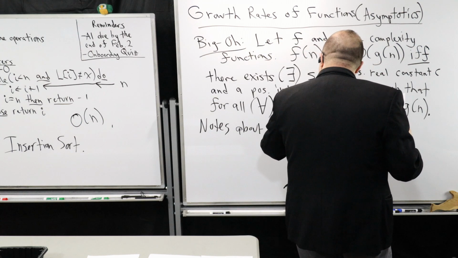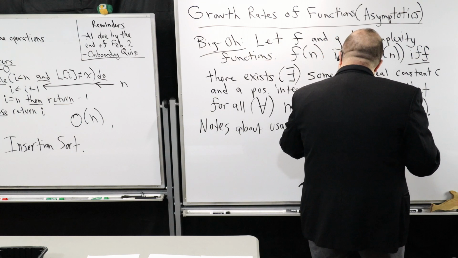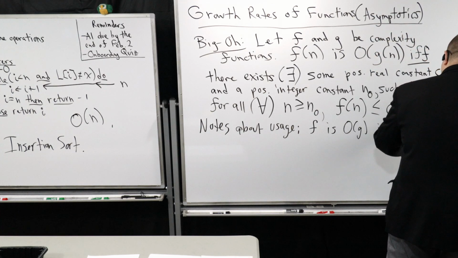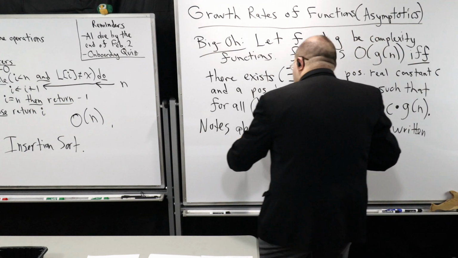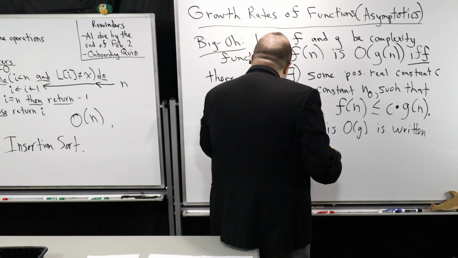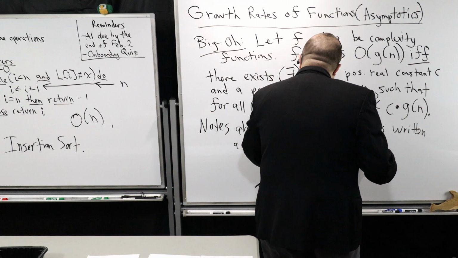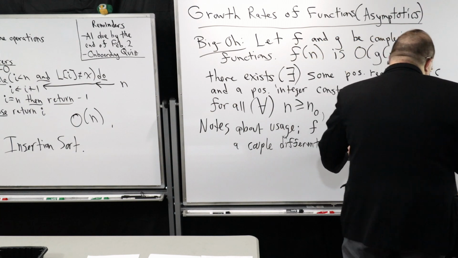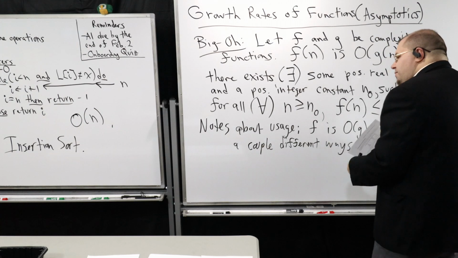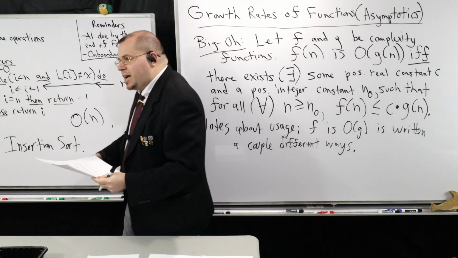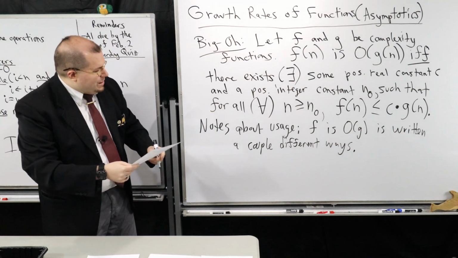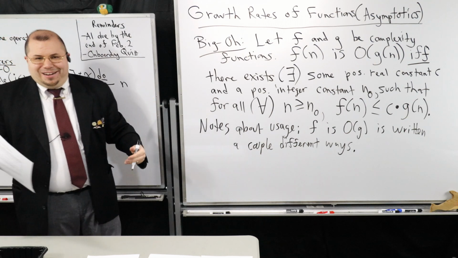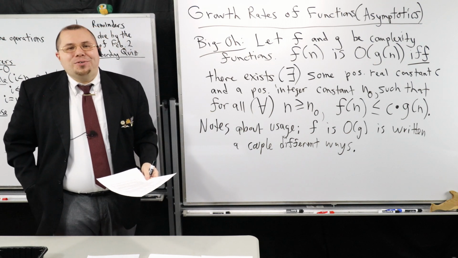So "f is Big O of g" is written a couple different ways. I'm going to give you a couple different ways you can use Big O notation. Now, if ever it's unclear to a reader, you could always just say "f is Big O of g." And they'll know what you mean. There is no confusion.